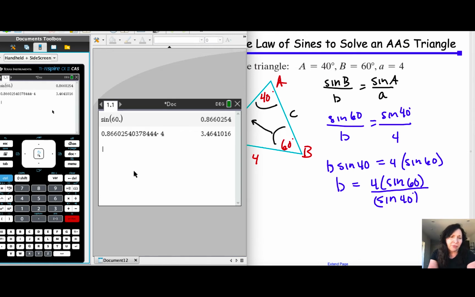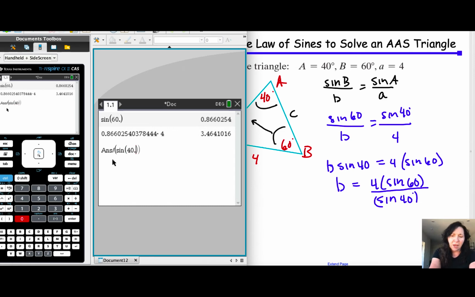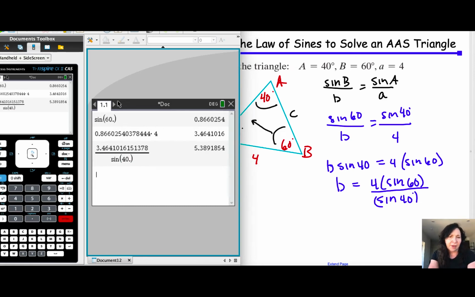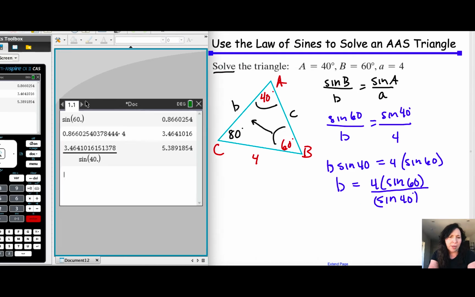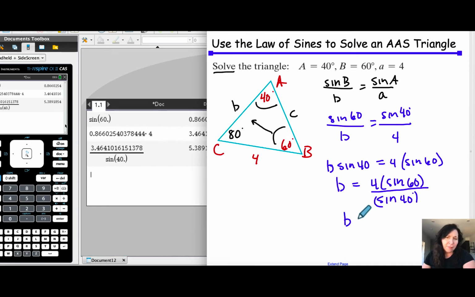And lastly, I'm going to divide this value. So I'm going to hit the division symbol, and by doing that, it automatically picks up the answer that I just had done. Parenthesis, sine of 40 degrees. So sine, and I'm going to type in 40, and then hit enter. And so it looks like my answer is going to be 5.3. We're going to round our angles to the nearest degree, and we're going to round our sides to the nearest hundredth. So b is about 5.39. And so that's our side b.